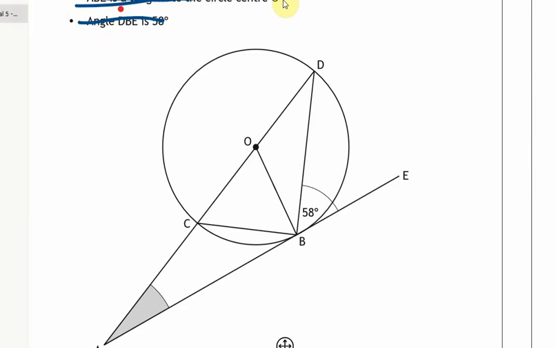We should remember that tangents meet radii at 90 degrees. So there's a wee 90 degrees in here and here. There's one. We should remember isosceles triangles. These two lines are the same length, and these two angles are going to be the same. That's another good rule.